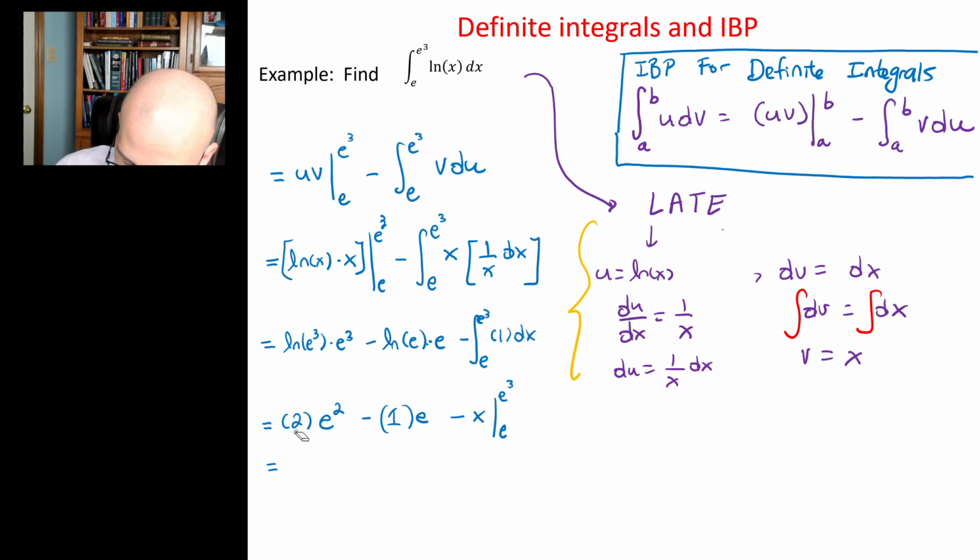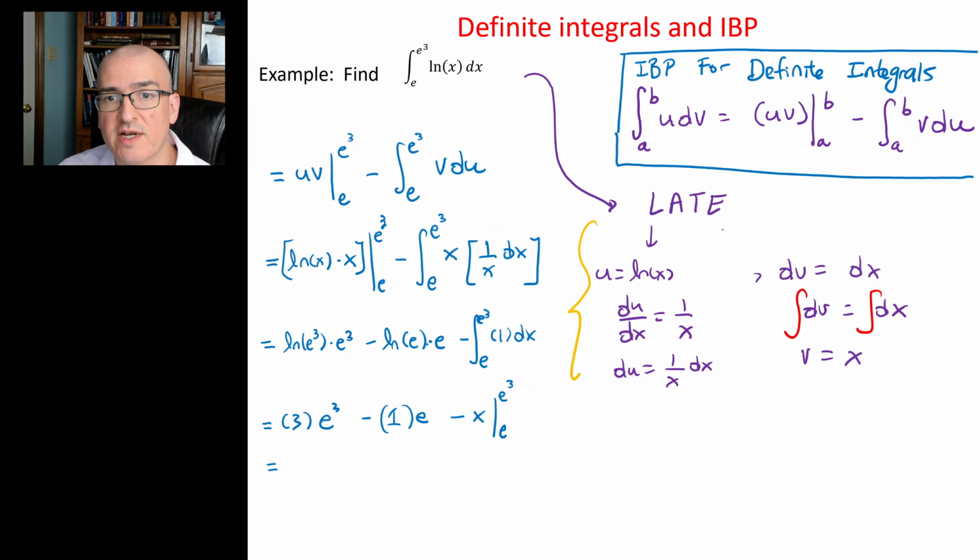So we have a ln of e to the 3 is a 3 using the cancellation law, times e to the 3. And I'm paranoid, so I'm going to double check everything above. Everything looks okay. All right. So we have 3e cubed minus e cubed minus e.